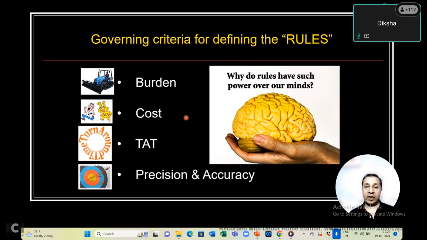So what are the governing criteria to define your rules? Obviously, there are a lot of things which we need to keep in mind. The important points are, first, how much is the workload or the burden that you need to take care of in terms of the number of slides that you want to review? What will be the cost which will be involved in defining how many slides you will actually review? Then what is your turnaround time? And again, as I said, validating those rules to define whether you are precise and accurate at the same time.